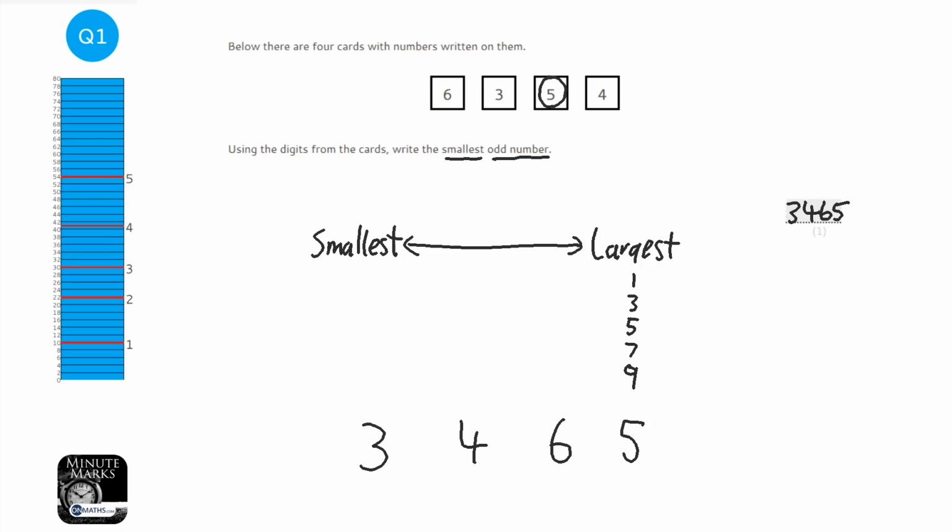It says it wants the smallest odd number. Well, that's an odd number, and I can't think of a way of swapping those digits to make it any smaller, because we've used the smallest numbers we can on the left hand side and the biggest on the right hand side.